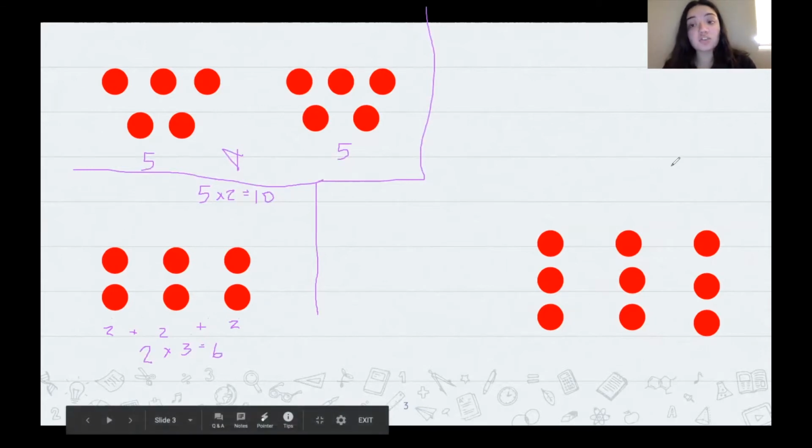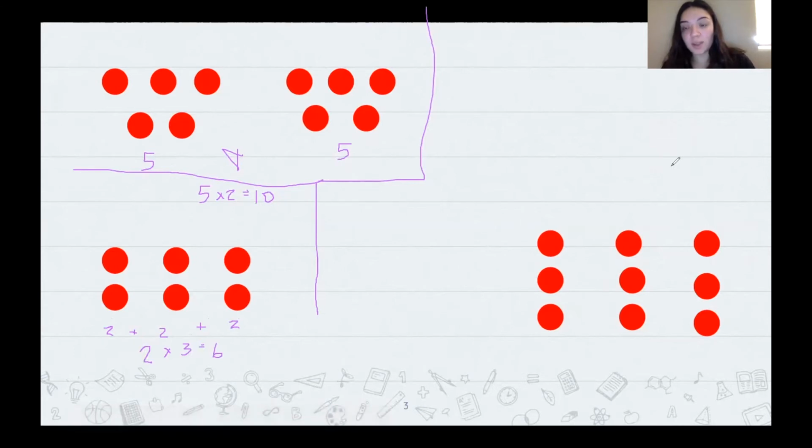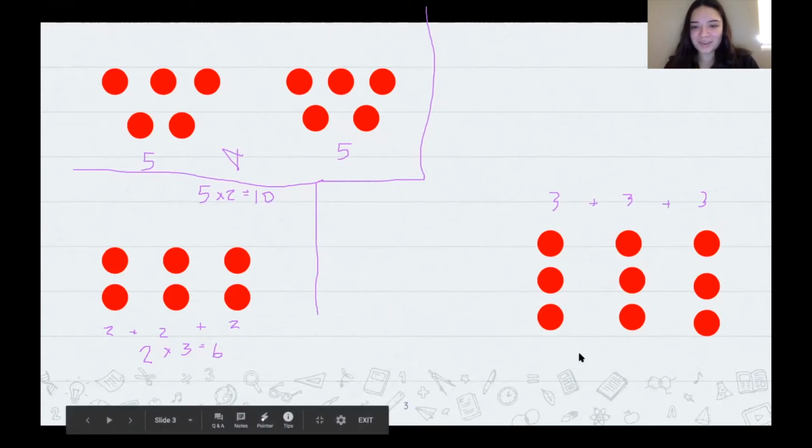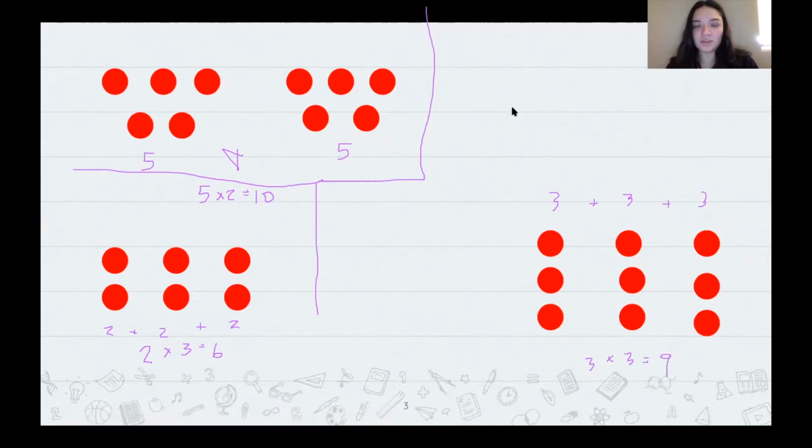All right, so now we are at number 3. I want you guys to go ahead and try it on your own. Pause this video, and then when you press play, I'm going to keep going. So go ahead and do that now. I have 3 circles in this group, 3 circles in this group, and 3 circles in this group. Here's what my repeated addition sentence would look like. It's going to be 3 plus 3 plus 3, which is also the same thing as 3 times 3, which equals a total of 9. So go ahead and clear my screen real quick.